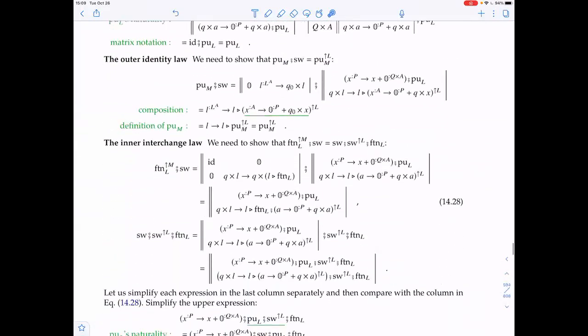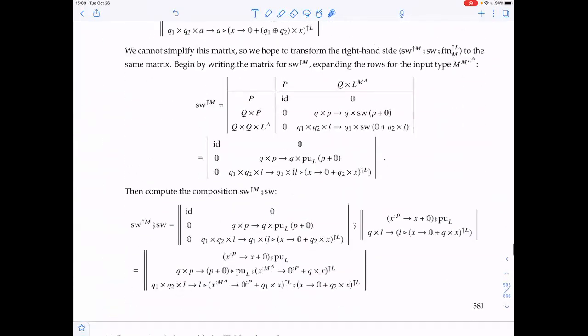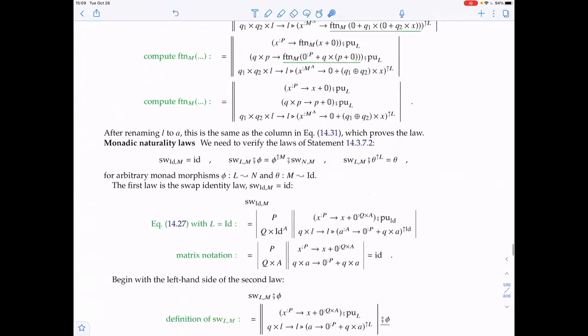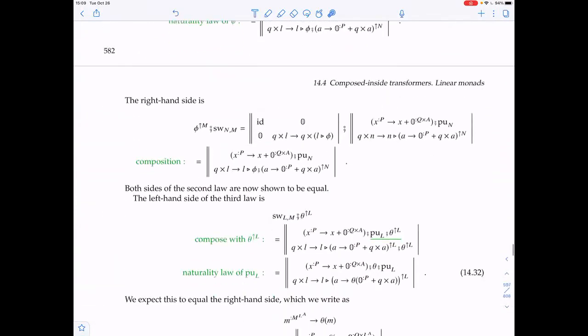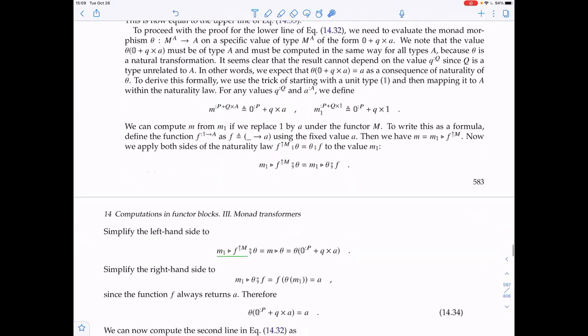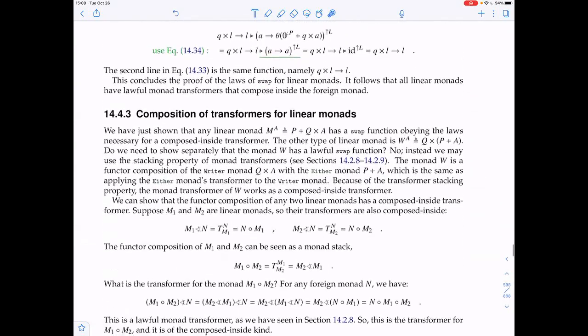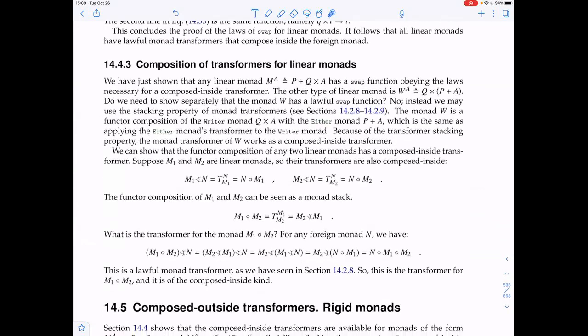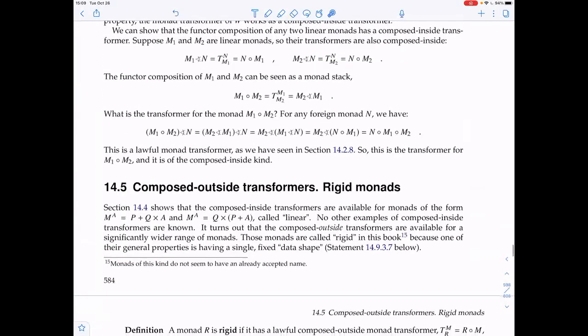So I prove the laws of swap. This requires some computation, but these computations certainly need to be done only once if you want to verify yourself that these transformers satisfy the laws.